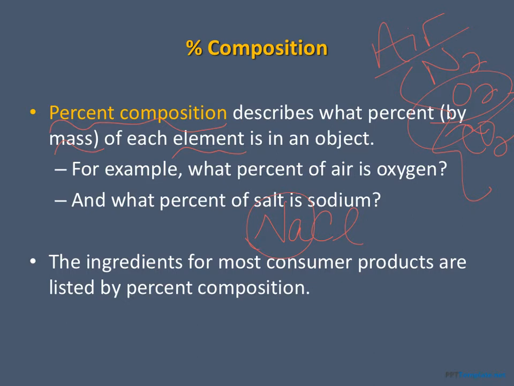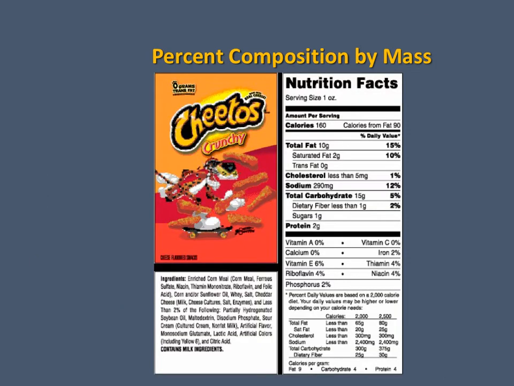I think the most common application of that is the ingredients in almost anything we buy, especially food items. If you look on the side panel of something you're purchasing, most of the ingredients are listed by percent composition. And these percent compositions are also by grams. Notice that the units they're working in are grams.